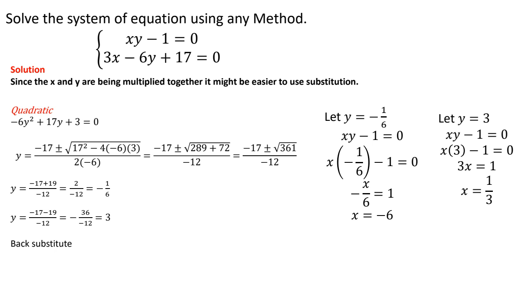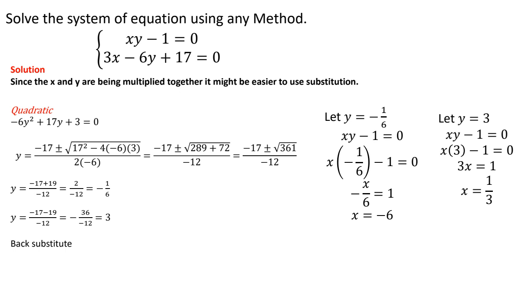Let's use y equals 3. Let's substitute the 3 into the y. So we have x times 3 minus 1 equals 0. Let's add 1 on both sides. And we have 3x is equal to 1. Divide by 3 on both sides. We have x is equal to 1/3.